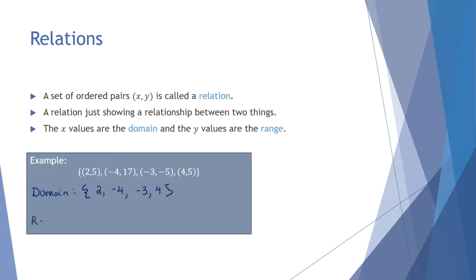And then the range is the y values. Now, if it's already listed, you don't have to list it twice. So the y values have 5, 17, and -5. The fourth point has 5 as a y value. Again, that's okay, because I already listed it. As long as it's listed, I don't have to repeat it. So that's the domain and the range. The domain is considered the input value, and the range is the output.